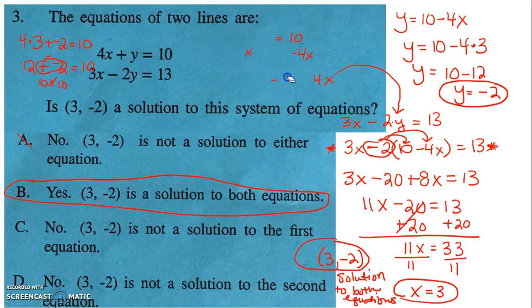Now, in the last 30 seconds, I'll try to prove that that point's also a solution to the second equation by substituting in. So I take my second equation, 3x minus 2y equals 13. I substitute a 3 in place of x, a negative 2 in place of y. 3 times 3 minus 2 times negative 2, and I'm hoping that's 13. 3 times 3 is 9. Negative 2 times negative 2 gets us to plus 4. I'm hoping that's 13. 9 and 4 is 13. 13 equals 13. That means 3, negative 2 is also a solution to the second equation.